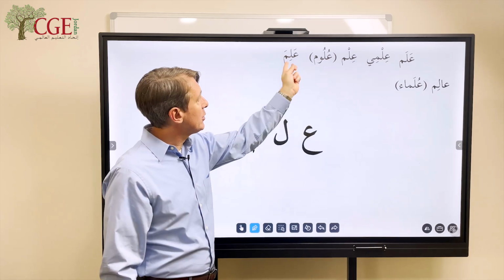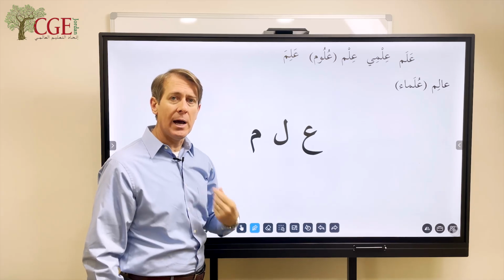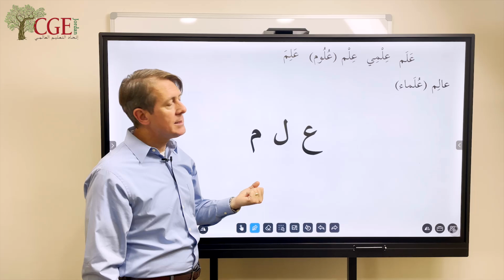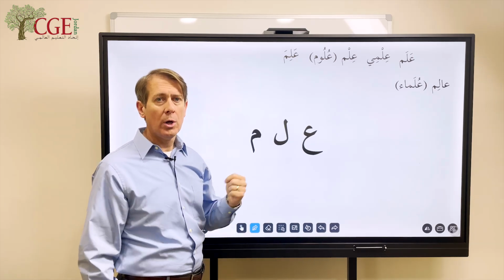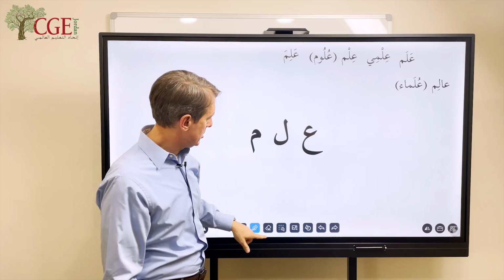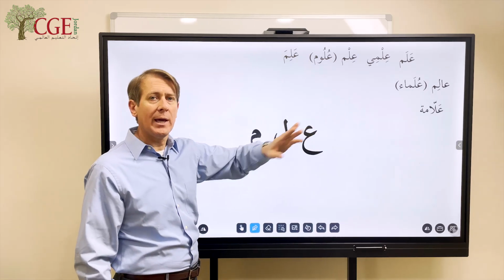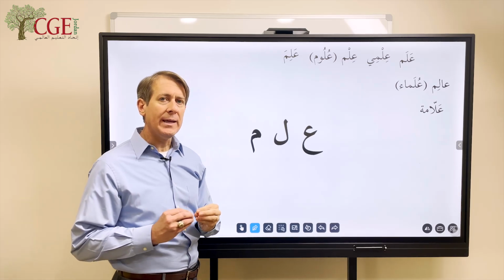Alim goes back to the first tendency of meaning, and that is scholar or person of knowledge. Ulama is the plural, the broken plural, meaning scholars or persons of knowledge. All right, next one, allame. Allame is a particular way of forming the adjective.